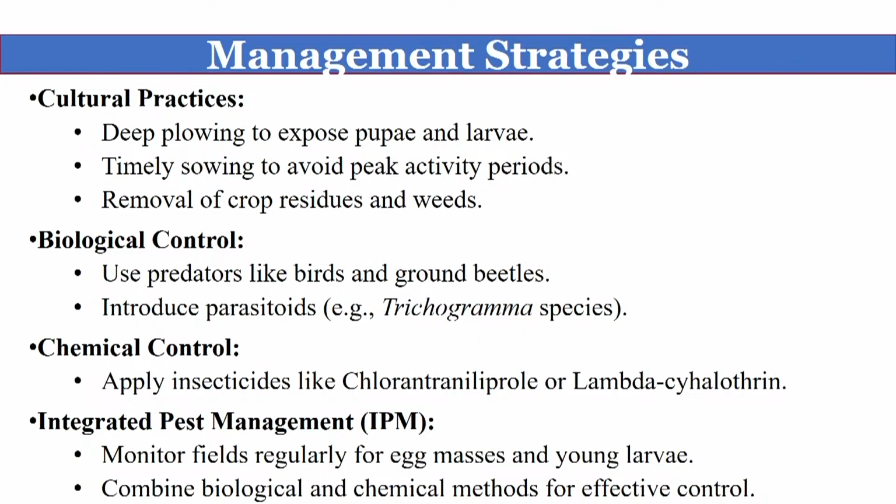And from a management point of view, dear learners, you can manage with cultural practices like deep plowing in the summer season, timely sowing to avoid the peak activity period, and removal of crop residues and weeds also. From a biological point of view, you can use predators like birds and ground beetles, and you can also introduce parasitoids like Trichogramma species. And apply insecticides like chlorantraniliprole and lambda-cyhalothrin, and other integrated pest management practices may be applied, and monitor the field regularly for egg masses and young larvae, so that you can manage in time.